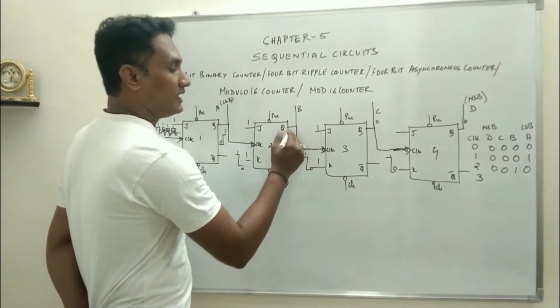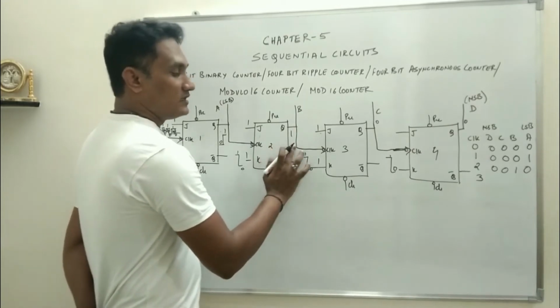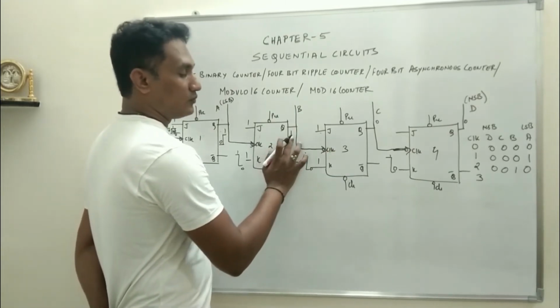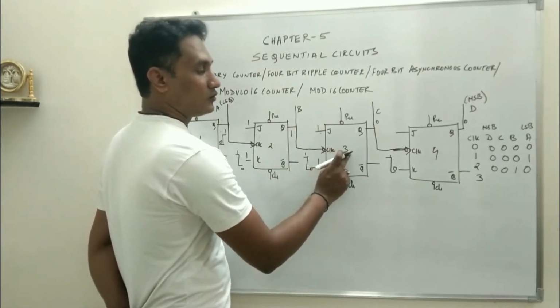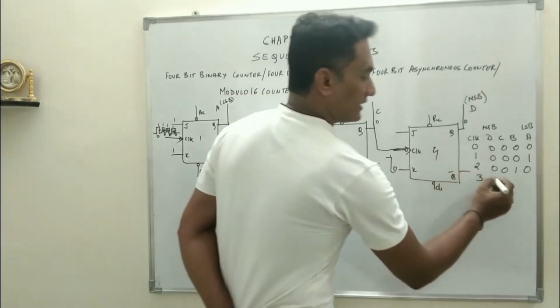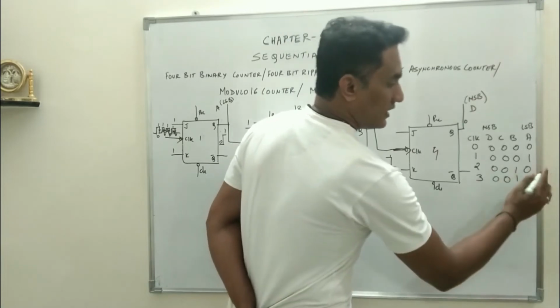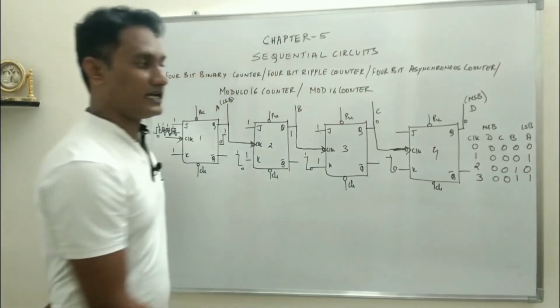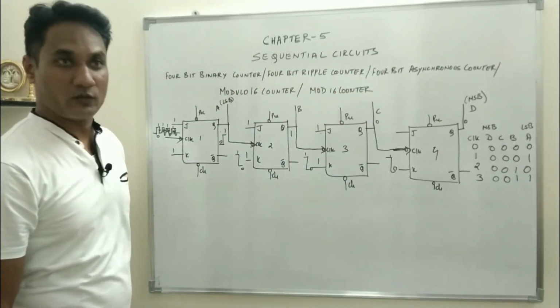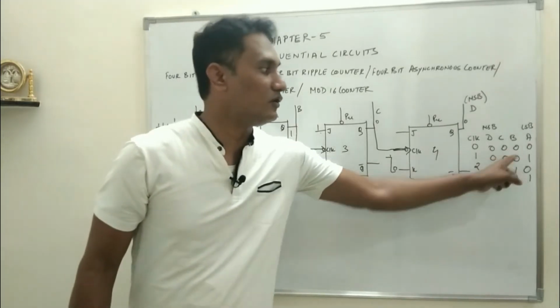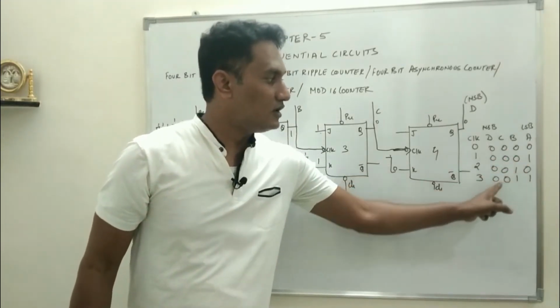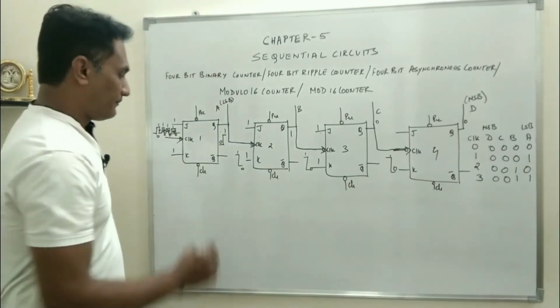That means B will remain 1, as there is no change in the output of the second flip-flop. There will be no change in the output of third and fourth. So at the end of the third clock pulse, D, C and B remain as they are. A will change to 1. So the next output is 0, 0, 1, 1. You can see the binary count 0, 0, 0, 0, 0, 0, 0, 1, 0, 0, 1, 0, 0, 0, 1, 1.